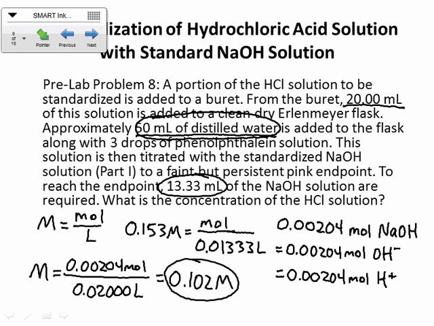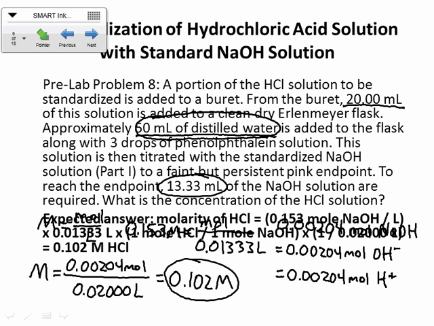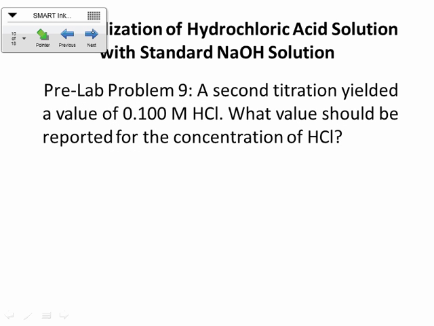Okay, and then I'm guessing the last question is, oh, hey, we did it again. And this time we get a value of 0.100 molar HCl. So then once we average those two trials, we would end up with 0.101 molar for the standardized HCl solution. Okay?